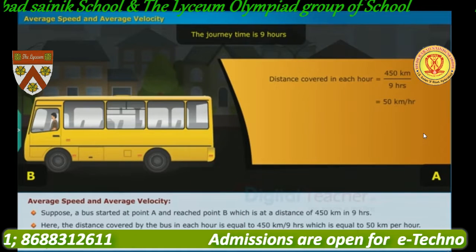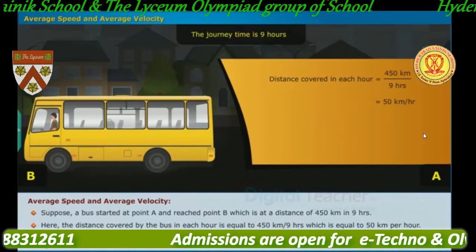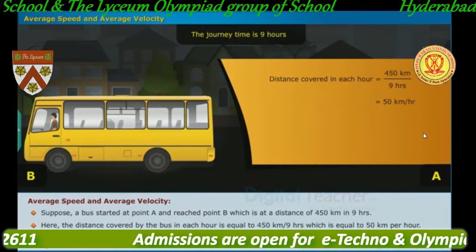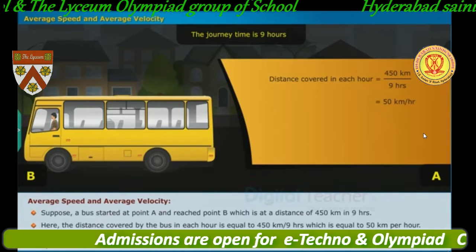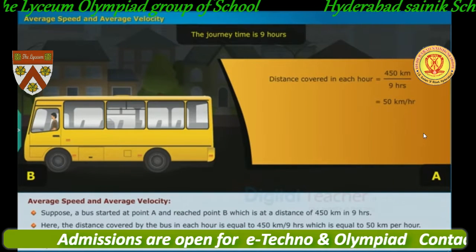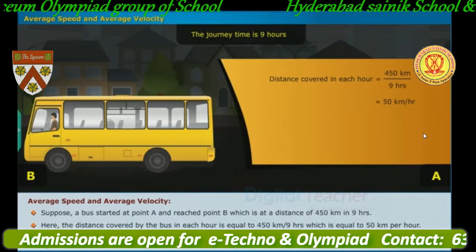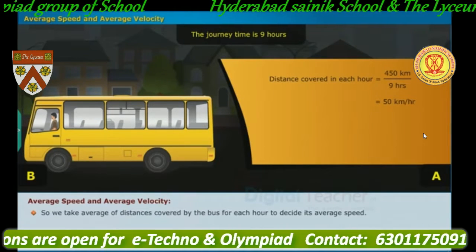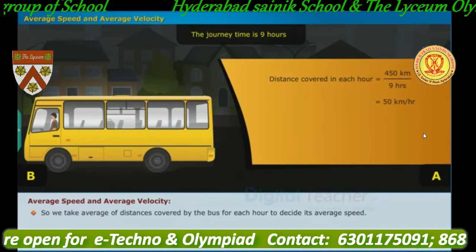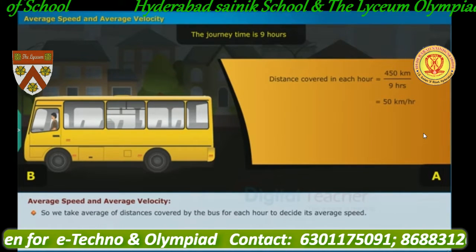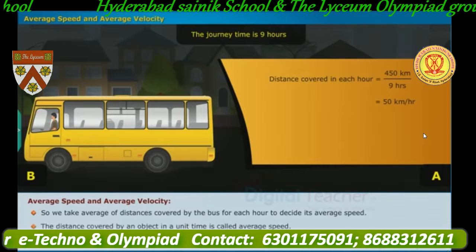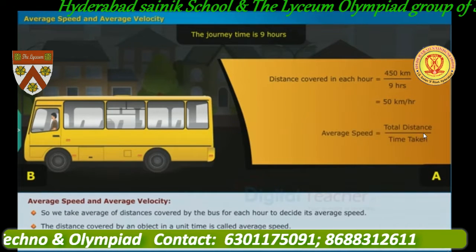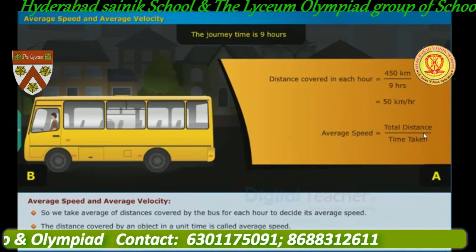But the bus does not cover exactly 50 kilometers in each hour, because there may be some variations in the distance covered by the bus for each hour. So we take the average of distances covered by the bus for each hour to decide its average speed. The distance covered by an object in unit time is called average speed.